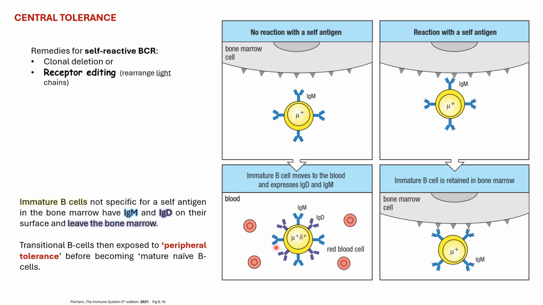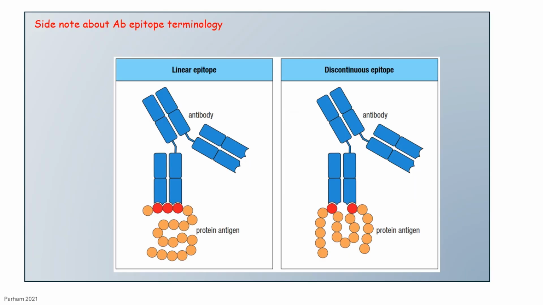But it's mature because it's expressing functional active B cell receptors ready to be activated and ready to turn the B cell into an antibody producing factory. Now, I just want to talk about the epitope for a few seconds, but it's a simple terminology that you should know. The epitope is what binds to the paratope of the antibody.